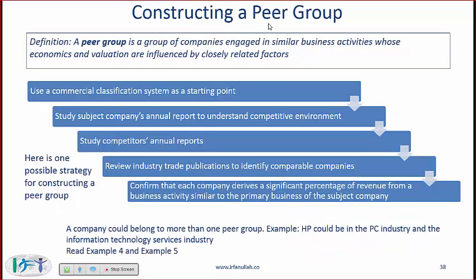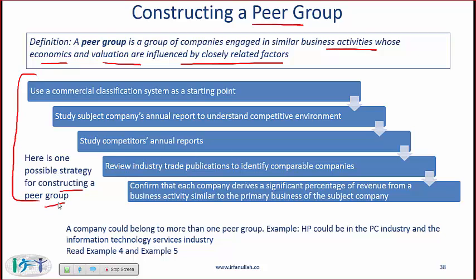Next, you need to understand how to construct a peer group. A peer group is a group of companies engaged in similar business activities whose economics and valuation are influenced by closely related factors. This graphic over here is one possible strategy for constructing a peer group, and I will encourage you to read this. But what we are trying to do is identify similar companies.